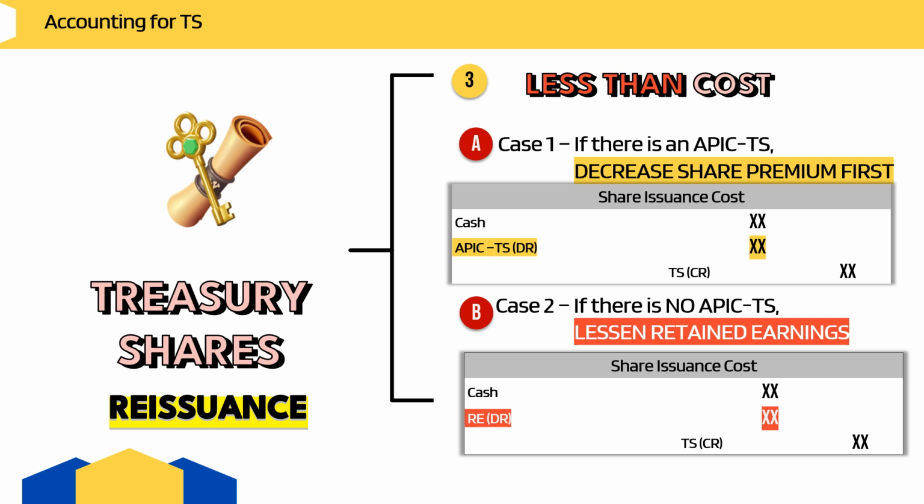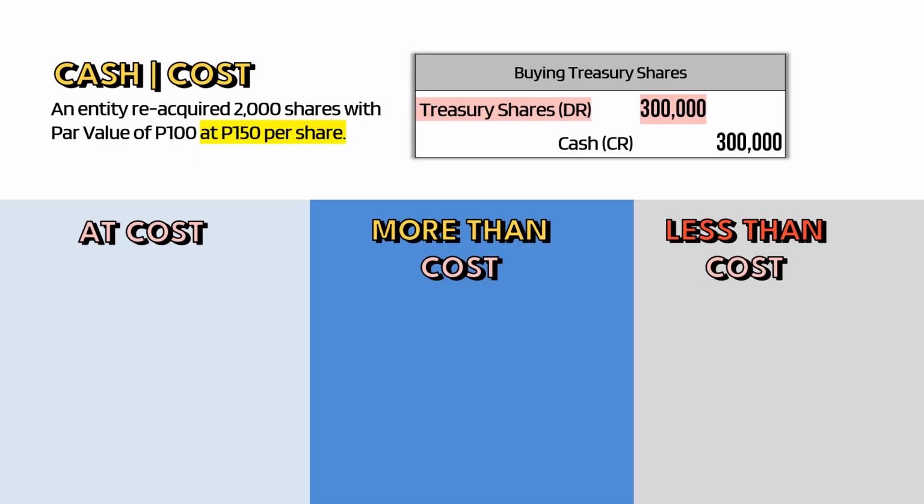Again, these slides look complicated, but it's easier to digest with examples. So, let's look at the scenario. Kanina, we bought treasury shares at 300,000. So treasury shares na tayo. These are the types of shares that you reacquire from customers. You ignore par value and you look at the cost. So, the cost is 300,000. Technically, it's 150 pesos per share.